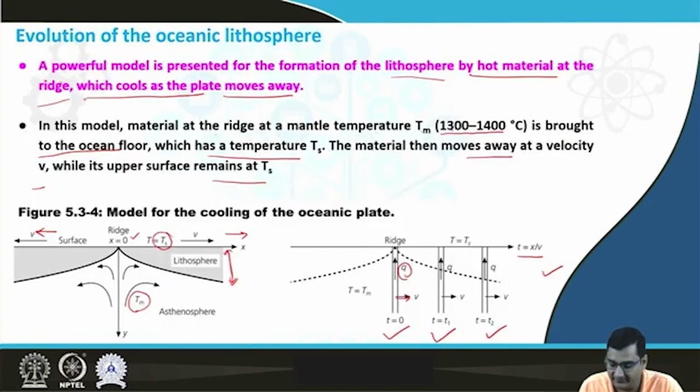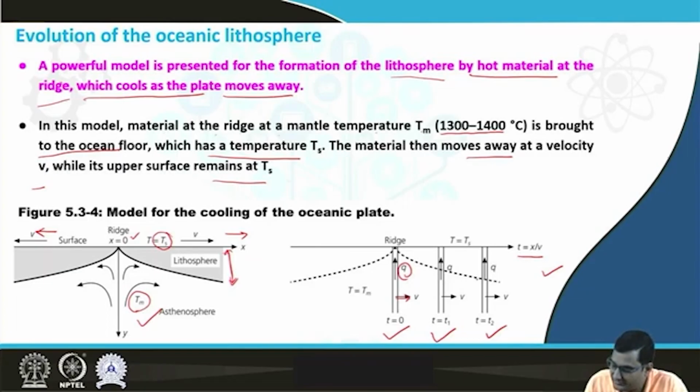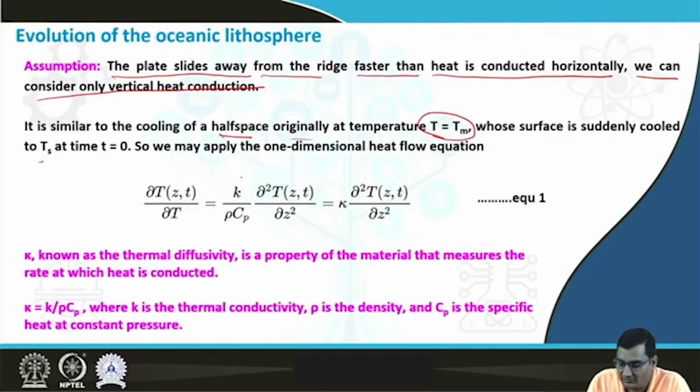So you can see we have also indicated here the asthenosphere, that is a half space, at temperature T sub m, whose surface is suddenly cooled to temperature Ts at t equal to 0. So at the surface the temperature is Ts, that is in contact with the ocean. So we may apply the one-dimensional heat flow equation here.